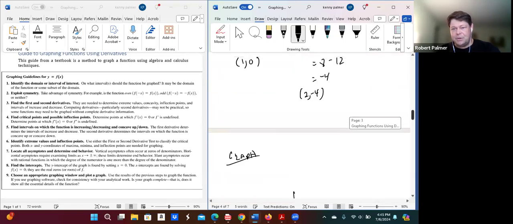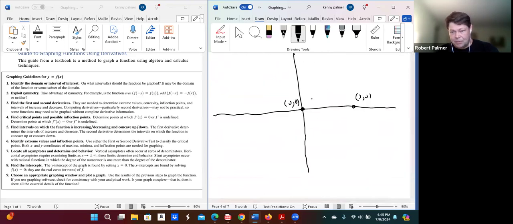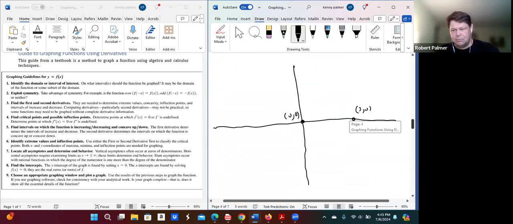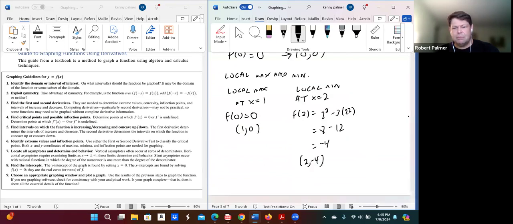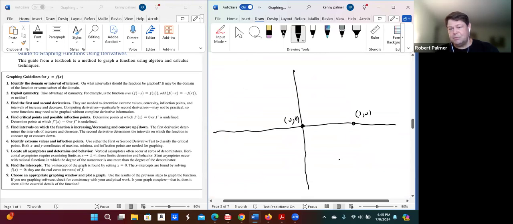Okay, now we also know that we have a local maximum at (0, 0). Sorry about that. And another one at (2, negative 4). So (2, negative 4) is going to be right about here. Okay. So we have an intercept here. It's also a local maximum. And also we have an inflection point.